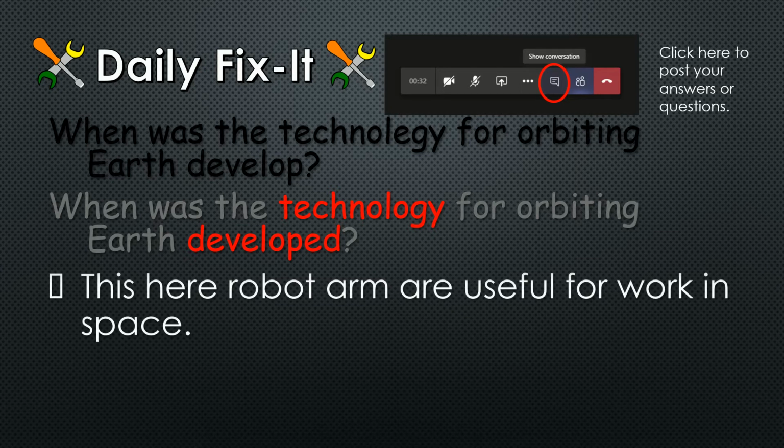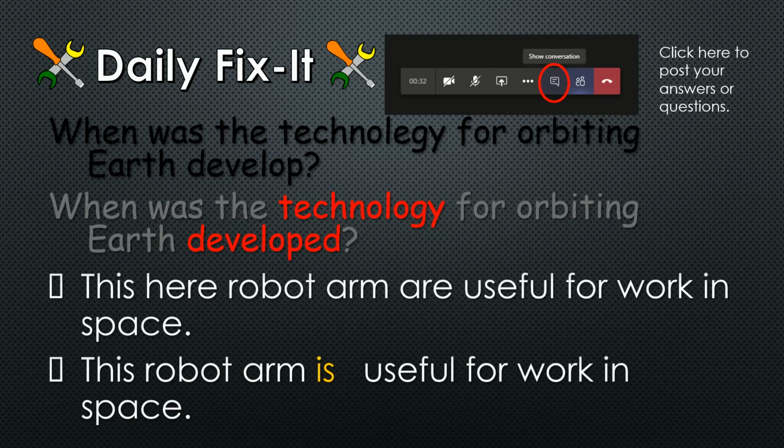The next one is: this here robot are useful for work in space. There are some mistakes. Let's look for the mistakes and try to correct them. You have 30 seconds. Okay, great. All of you have done well. So we have only one mistake. This robot is useful for work in space.